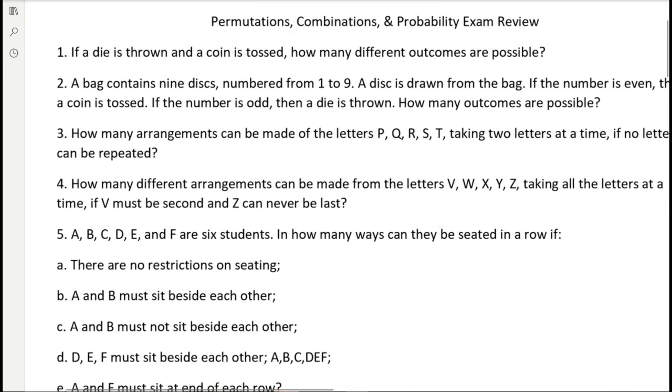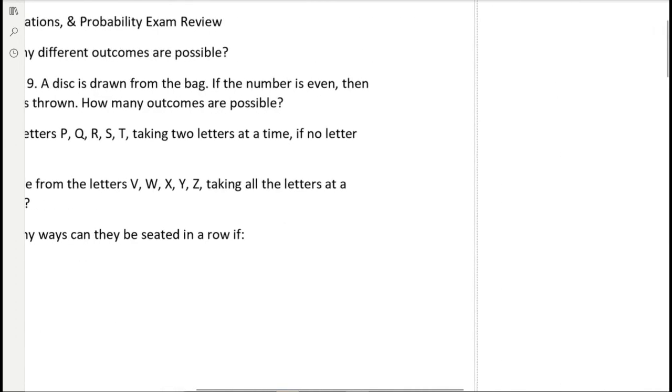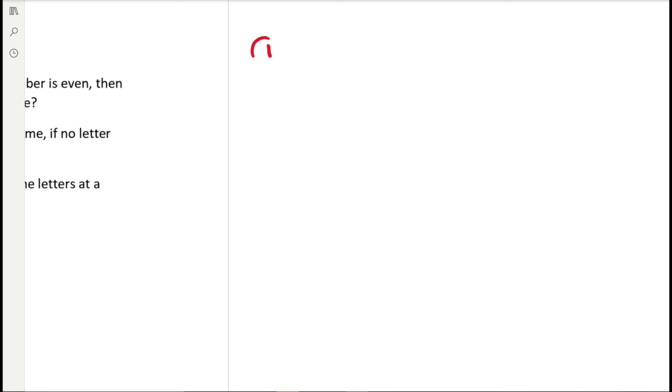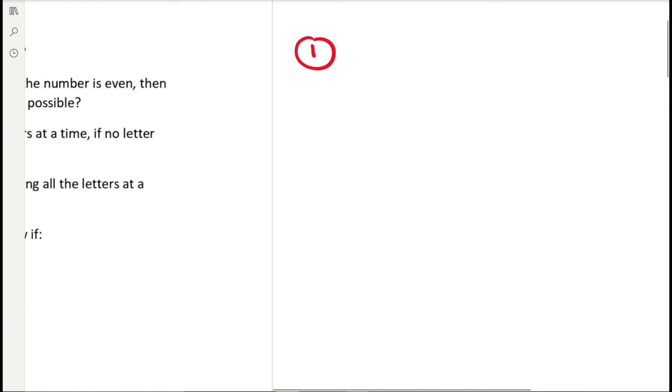So the first problem is, if a die is thrown and a coin is tossed, how many different outcomes are possible? Let's start with the first one. There is a die that is being thrown and a coin that is being tossed. So this is a multiplication counting principle problem. You have six ways of rolling a die, and two ways of tossing a coin. By the fundamental counting principle, you multiply those two together, and you get a total of 12 possibilities.